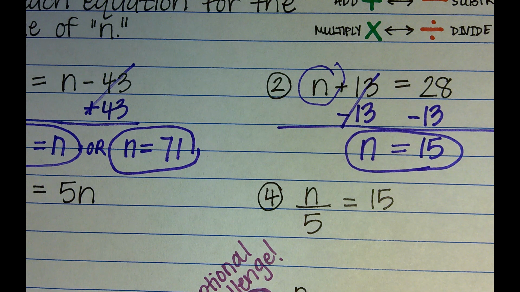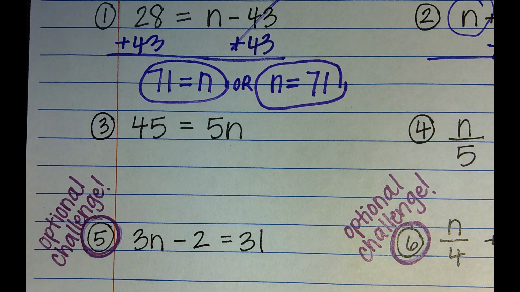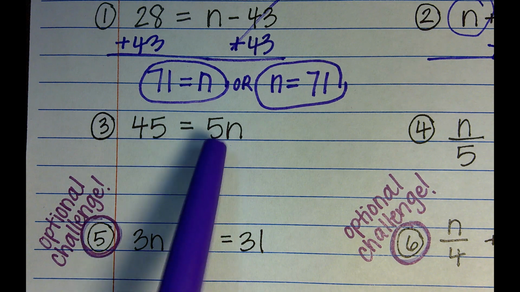Any questions at all before we move on to number 3? Okay, let's go ahead and move to 3 then. Number 3 is a little different. I have 45 equals 5n.